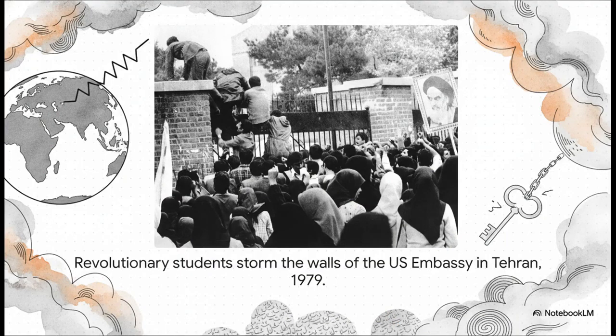Just look at this scene. It's Tehran, November 4th, 1979. Young, revolutionary students are literally scaling the walls of the U.S. Embassy. This single chaotic act is the flashpoint for a crisis that will go on to define the relationship between two powerful nations for the next half-century.